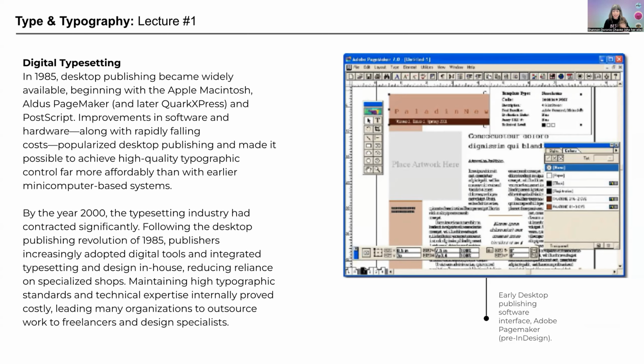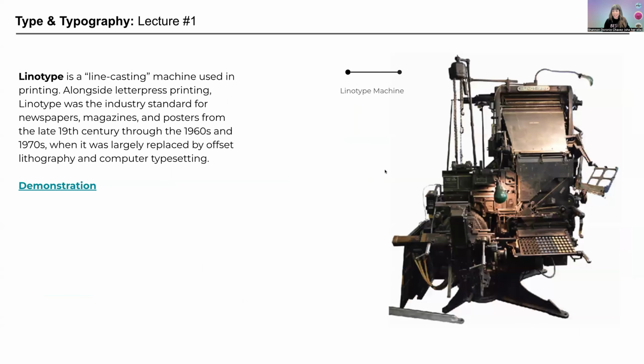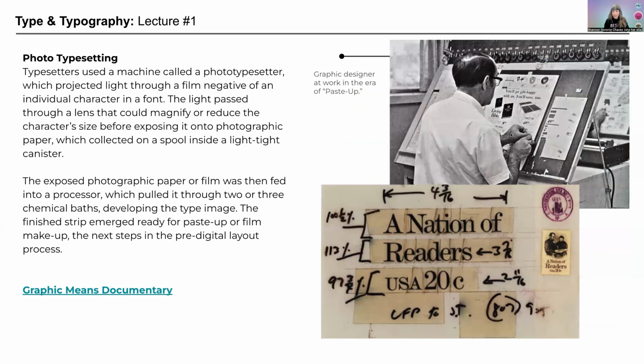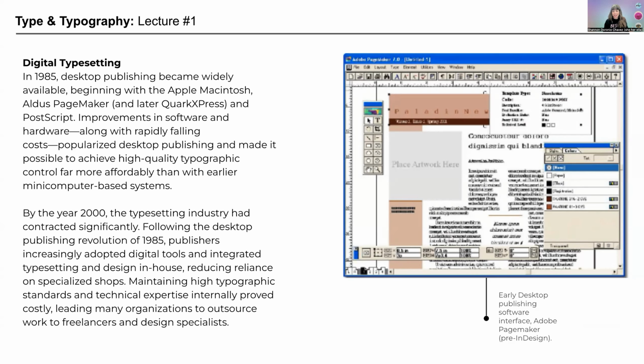So imagine the computer that sits in front of you, that laptop that you have, has replaced this entire thing, right? This helped reduce some space on storage of metal type, takes an entire warehouse and shoves it into an electronic box. That is a huge, huge development in the history of graphic design. So by the year 2000, the typesetting industry had contracted significantly following the desktop publishing revolution of 1985. So publishers increasingly adopted digital tools and integrated typesetting into design in-house.